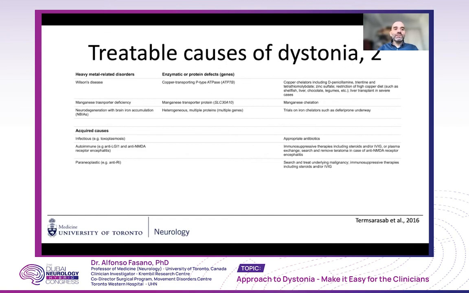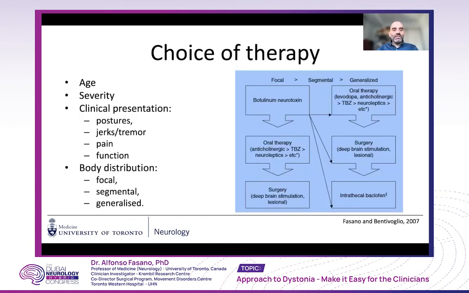I already mentioned Wilson's disease that can be treated with copper chelator. Manganese transporter deficiency is another important one, which is also characterized by hyperintensity in T1 at the MRI of the basal ganglia. And obviously there are also acquired causes that can be treated, the ones caused by drugs, the paraneoplastic, the one caused by infections. But in this case, you will see in infective cases, obviously, some MRI changes that will help you in the diagnosis. So how do you choose the therapy?